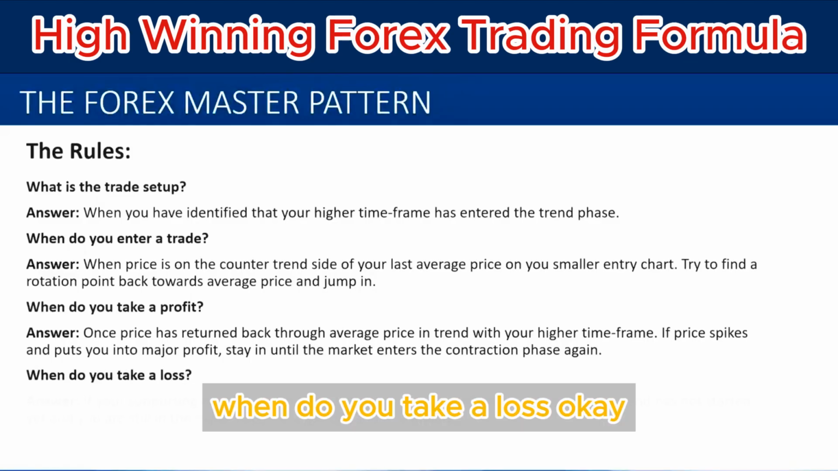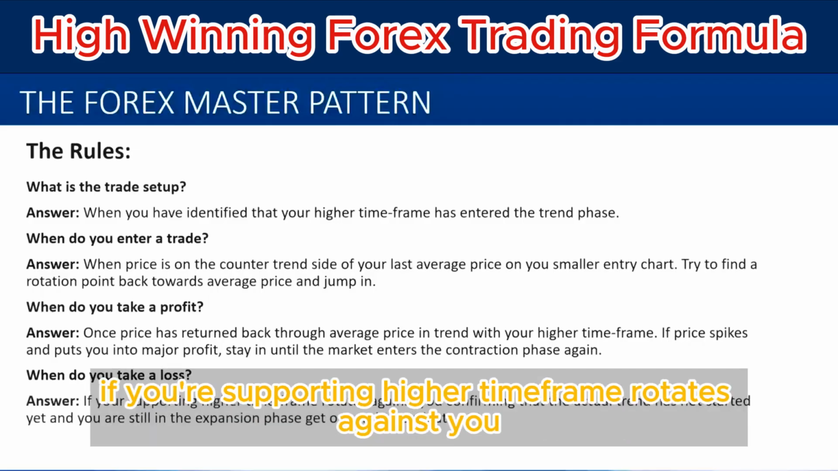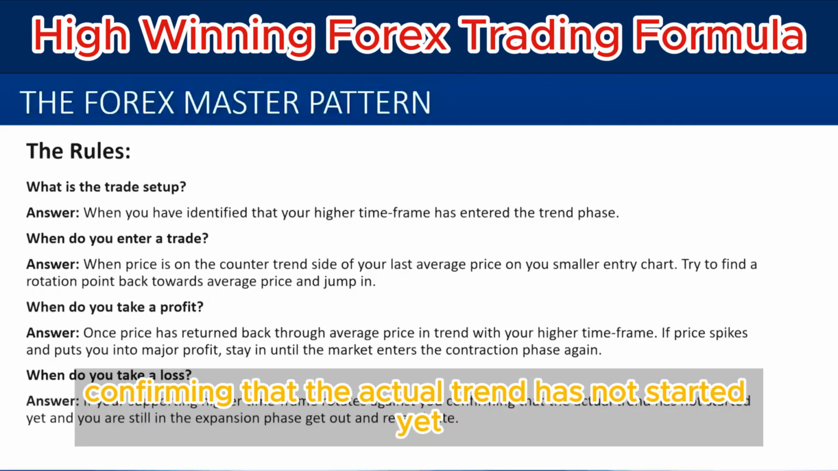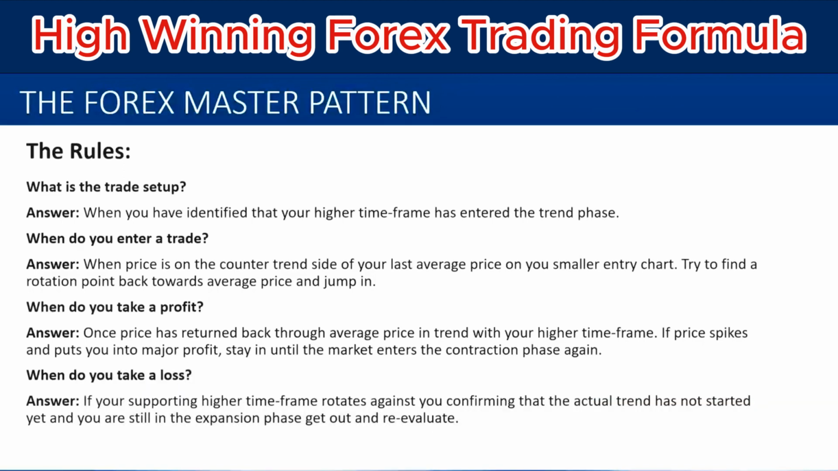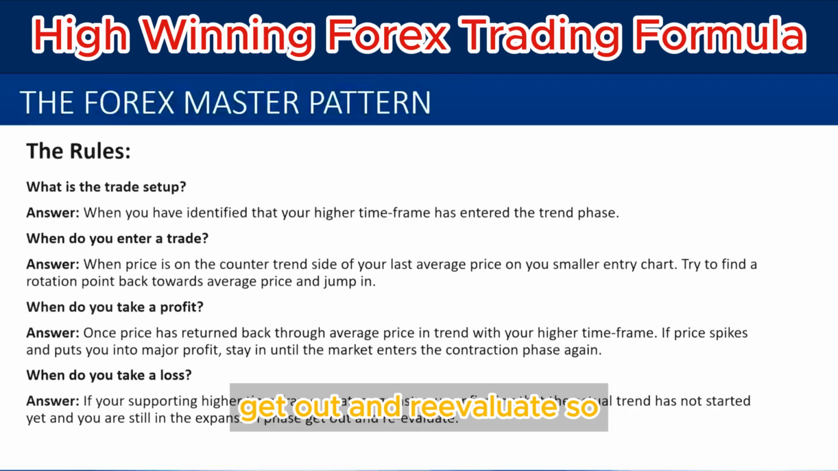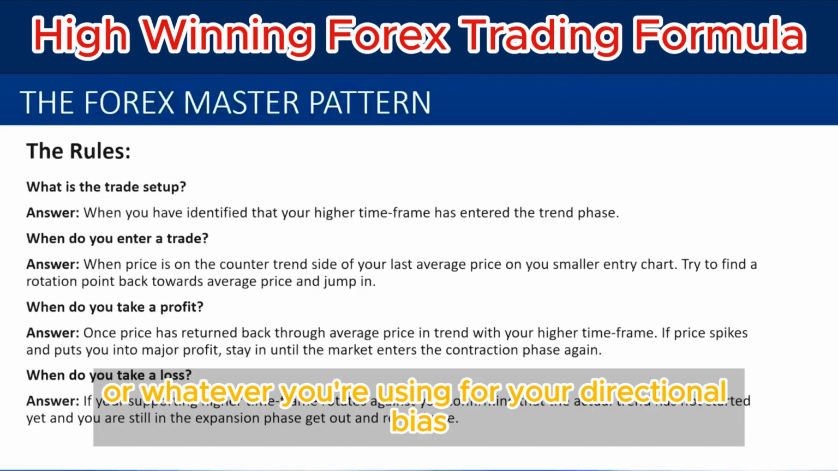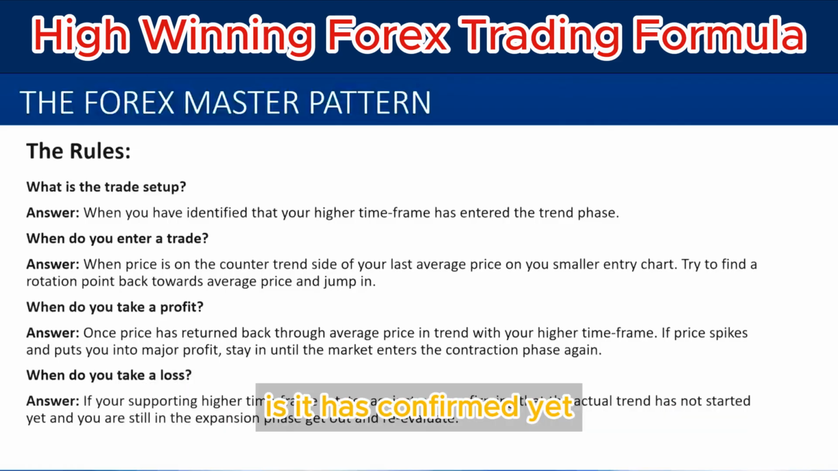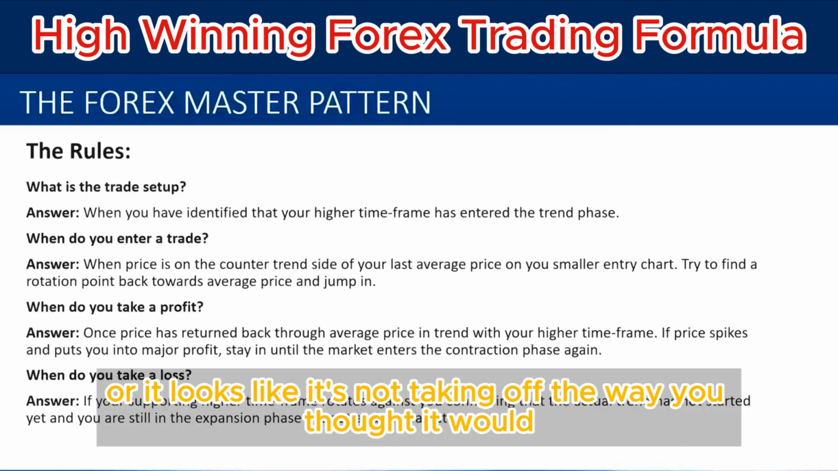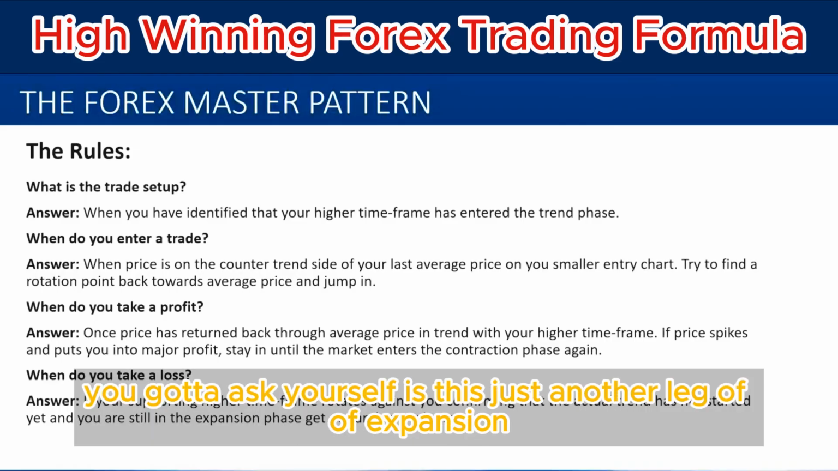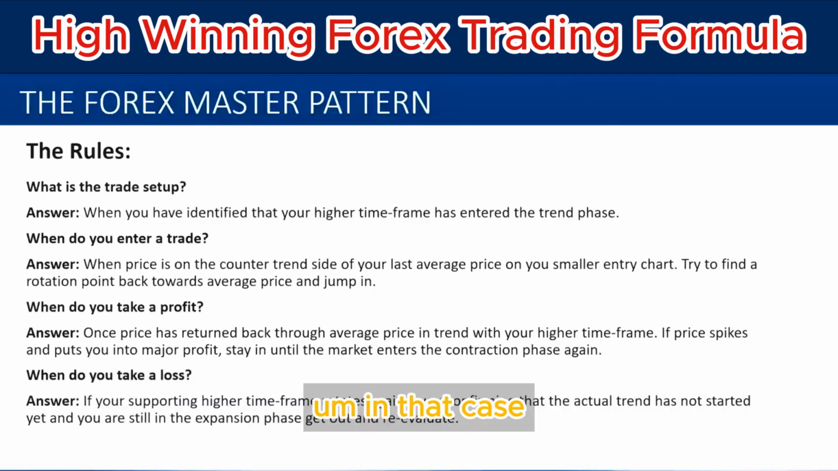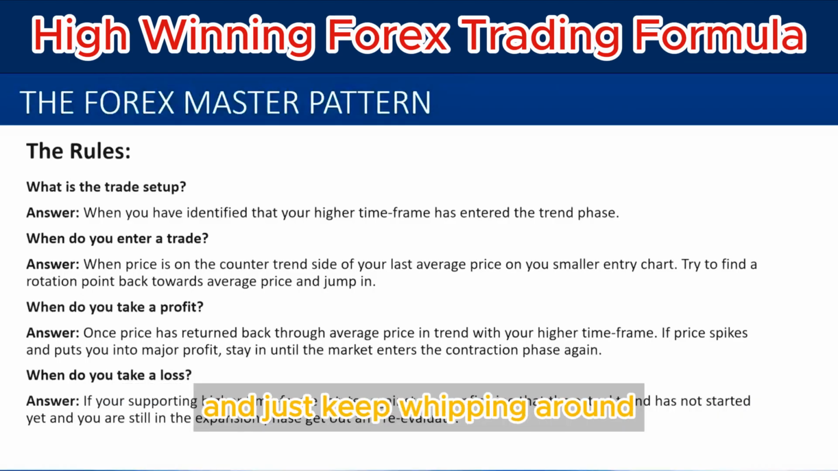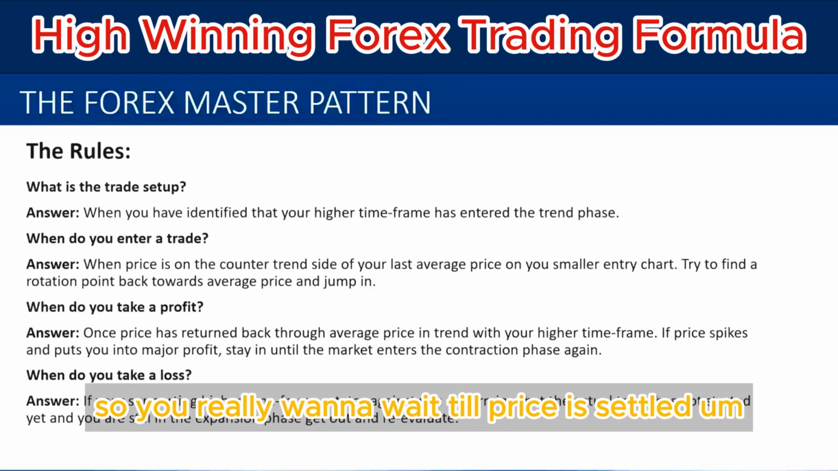When do you take a loss? If your supporting higher time frame rotates against you, confirming that the actual trend has not started yet, and you're still in the expansion phase, get out and reevaluate. So if the 4 hour, or whatever you're using for your directional bias, has a big rotation, or it looks like it's not taking off the way you thought it would, then you have to ask yourself, is this just another leg of expansion? In that case, it could actually go back to average price and just keep whipping around. So you really want to wait till price is settled.